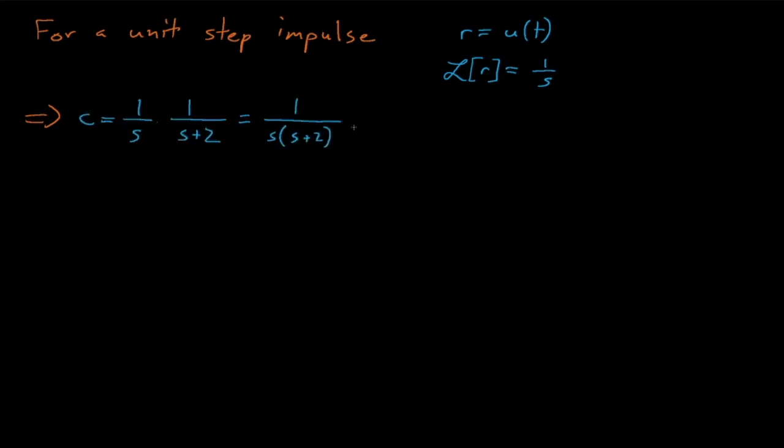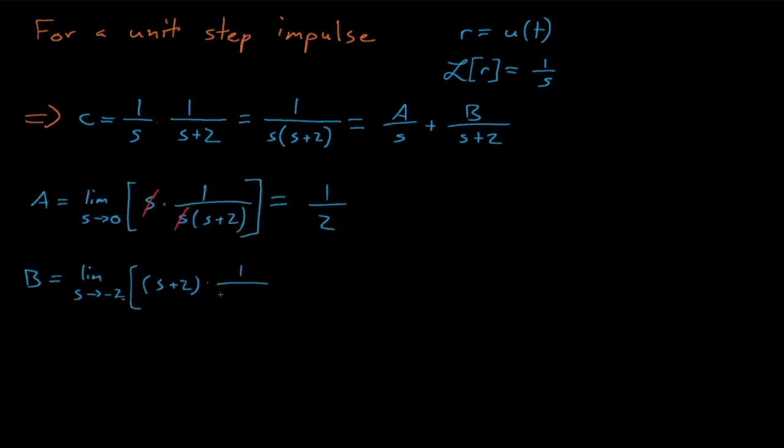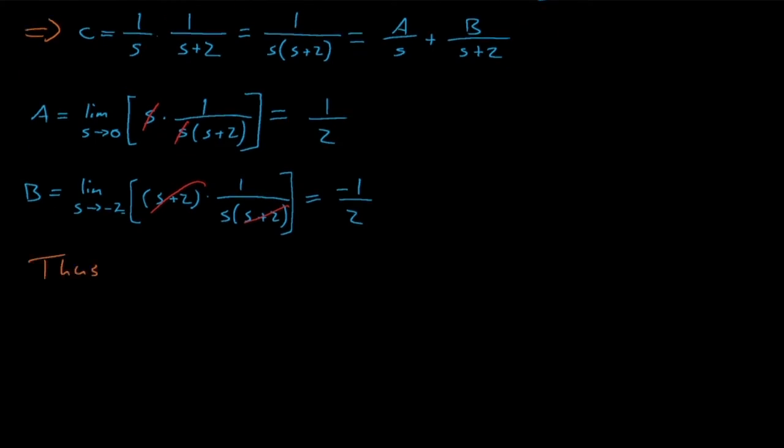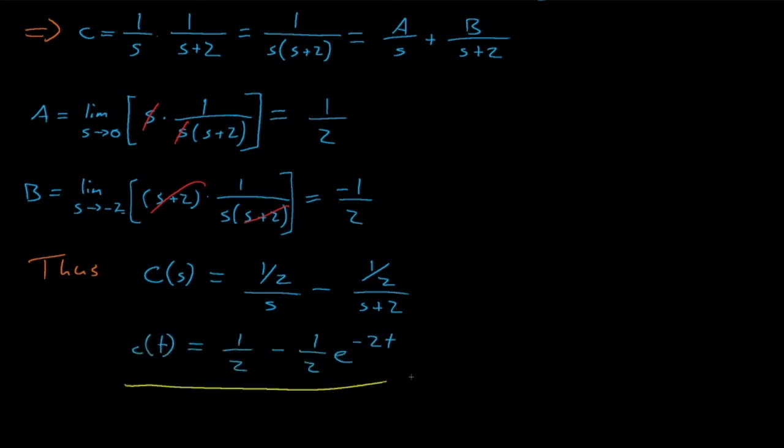We'll first consider a unit step function input, where r is equal to u(t), the Heaviside step function from last lecture, and the Laplace transform of r is equal to 1 over s. This means that our system's output is equal to 1 over s times 1 over (s plus 2), which can be decomposed into the partial fractions A over s plus B over (s plus 2). We can use our partial fraction approach to solve for both A and B, and we find that our output, C(s), is equal to (1/2) divided by s minus (1/2) divided by (s plus 2). When converted to the time domain, we see that our output is 1/2 minus 1/2 times e to the negative 2t.